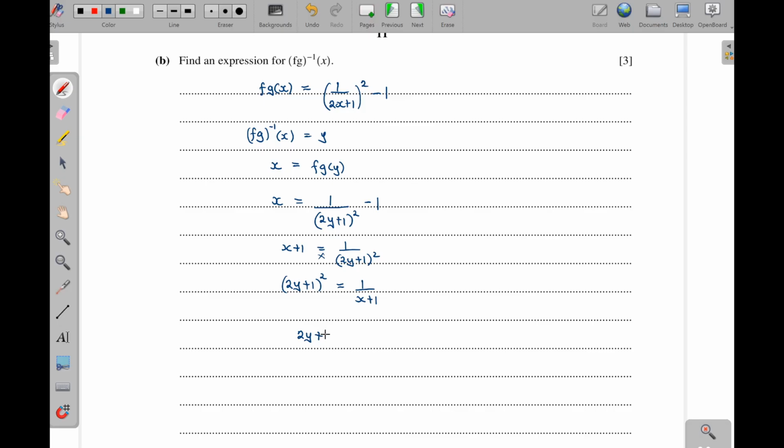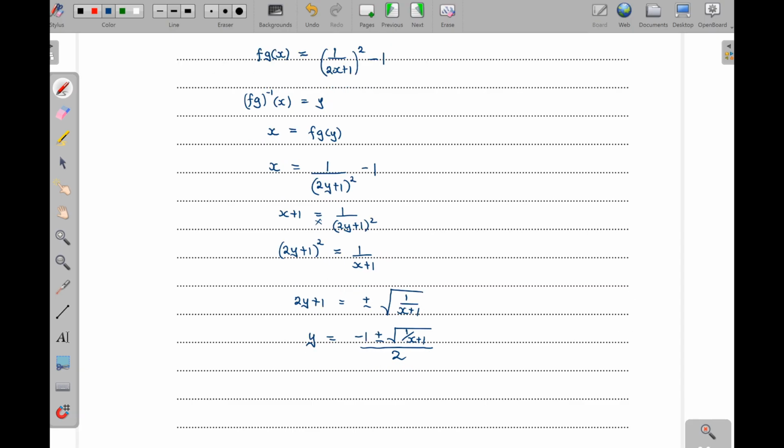So we shall have 2y plus 1, which is equal to plus or minus, then the square root of 1 over x plus 1. And then to make y the subject of the formula, first take the 1 here. Okay, and then we shall have negative 1, then plus or minus the square root of 1 over, then x plus 1. And then after we divide by 2. And a function that has gotten an inverse must be a 1-to-1. Okay, so I need to choose from these ones. I mean, the sign that I'm supposed to get here, I'm supposed to choose 1.